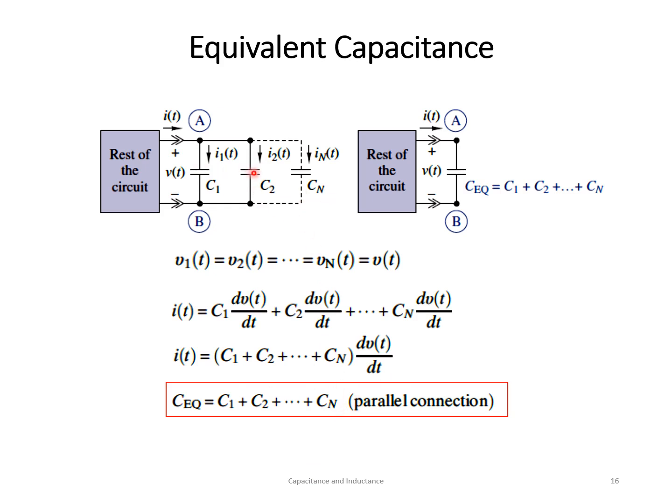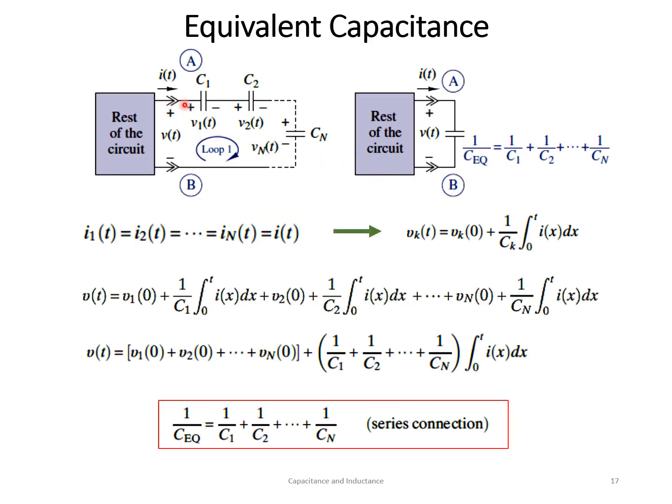When capacitors are connected in parallel, the equivalent capacitance will be the sum of all the capacitances. When capacitors are connected in series, the current flowing through all the capacitors will be the same. However, the voltages will be different. The voltage will depend on the values of C1 and C2 and so on. So I1 is equal to I2, I3, I4; all the currents are the same.